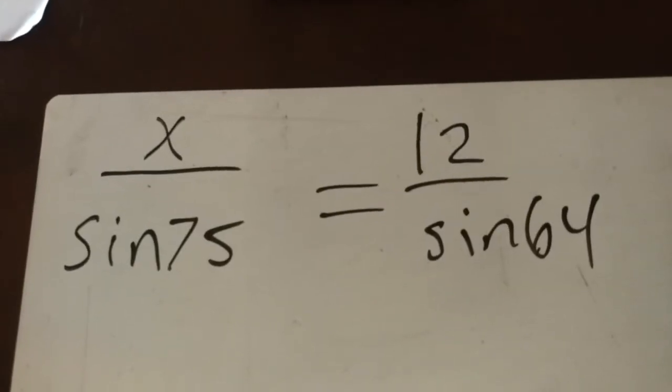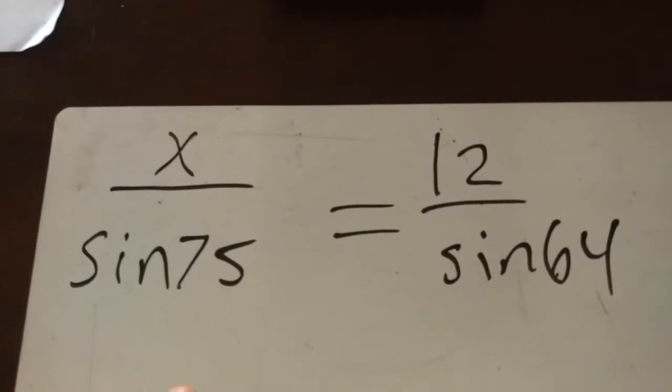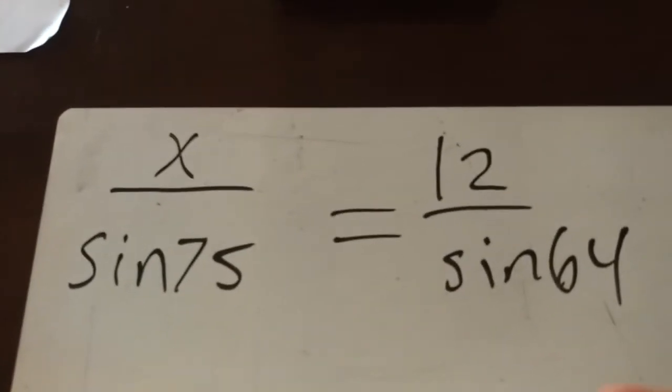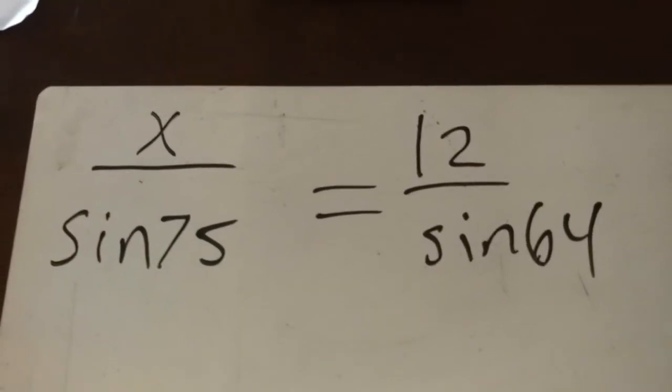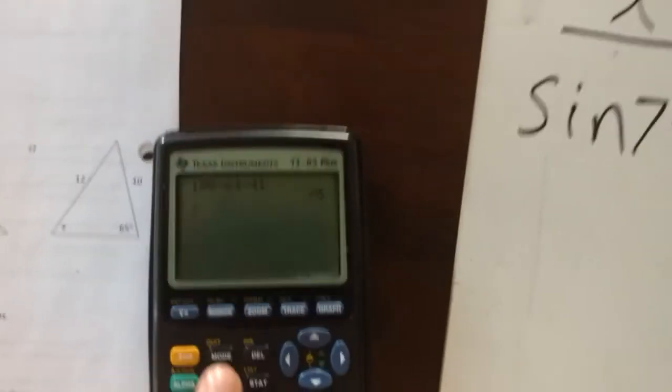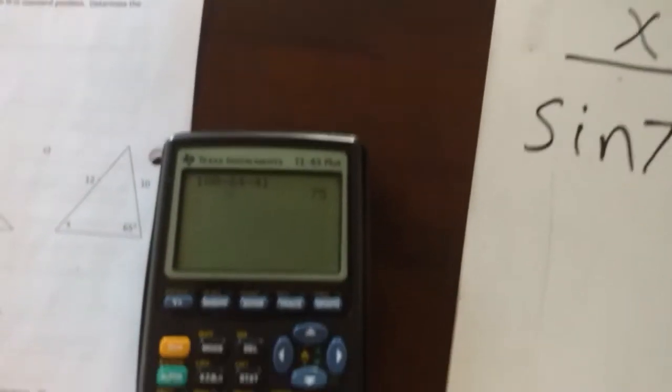From here, since we want to solve for x, all we have to do is multiply by sine 75 on both sides. Now it's really important before we even do this, make sure your calculator is in degree mode. And if you have a TI-83, you can always check by pressing mode and then seeing that it says degree instead of radians. So definitely make sure you're in degree mode, otherwise you're going to get the wrong answer here.